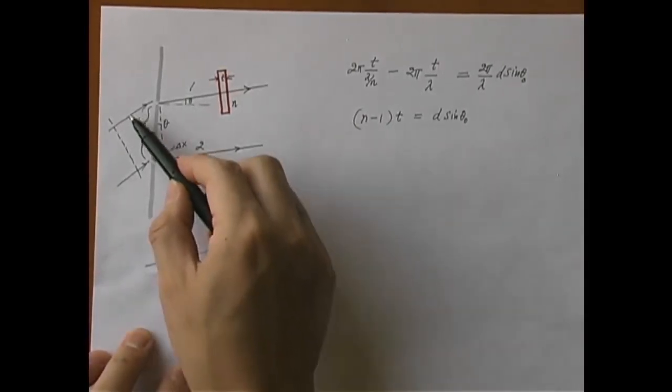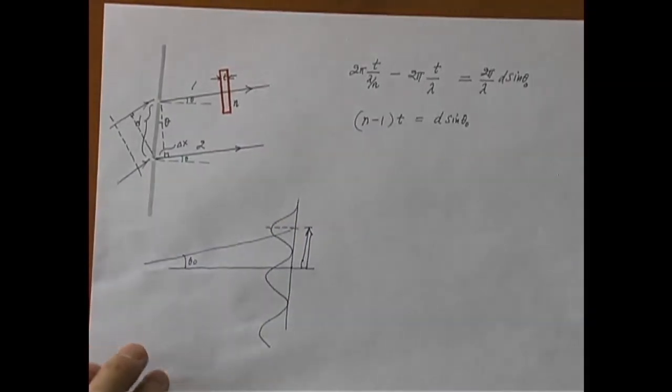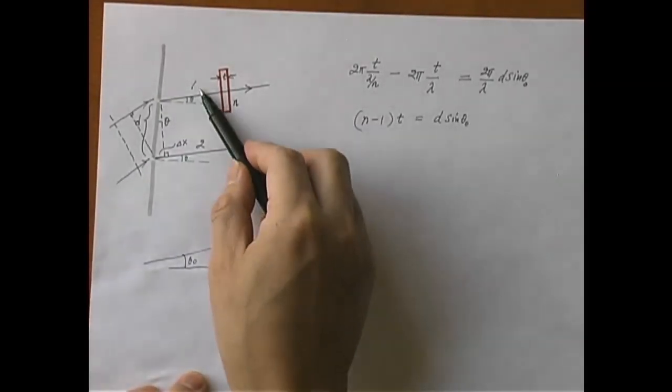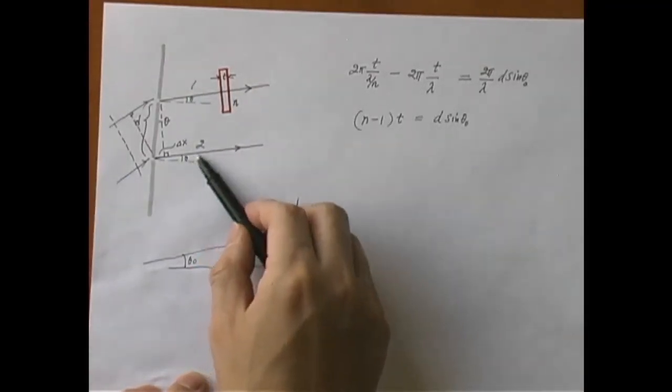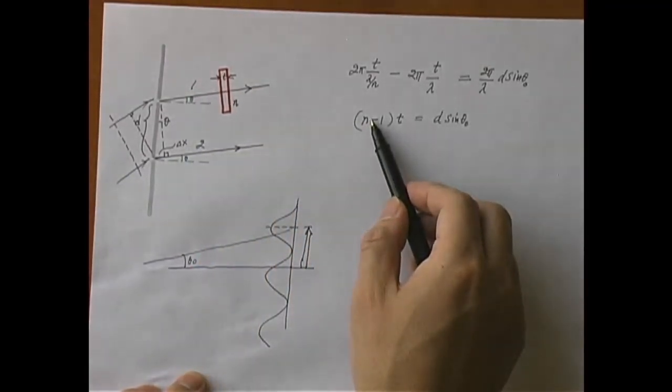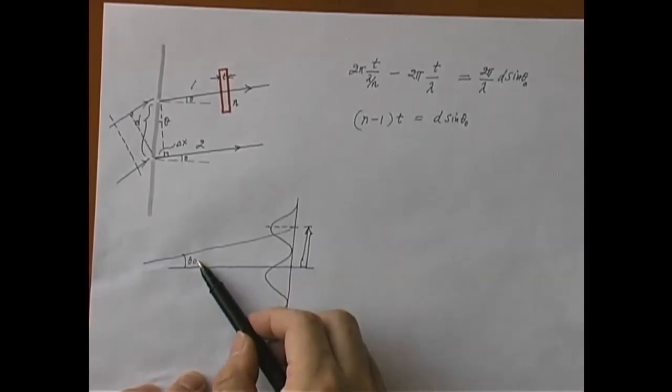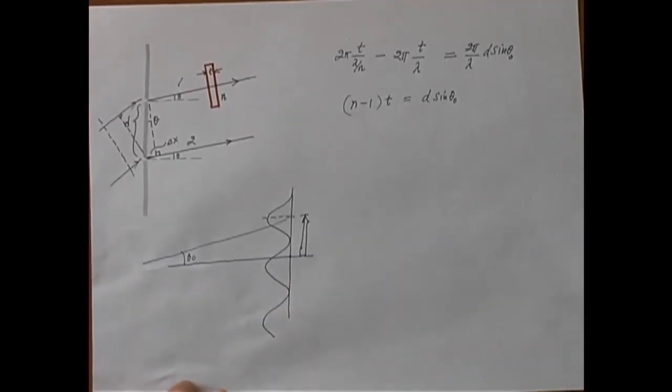And if this length equals that length, then what? Then without this glass slab, these two waves will be completely in phase, with a phase difference of 0 upon reaching the screen. And that will be the new value of theta naught. So that's another way to shift the pattern on the screen.